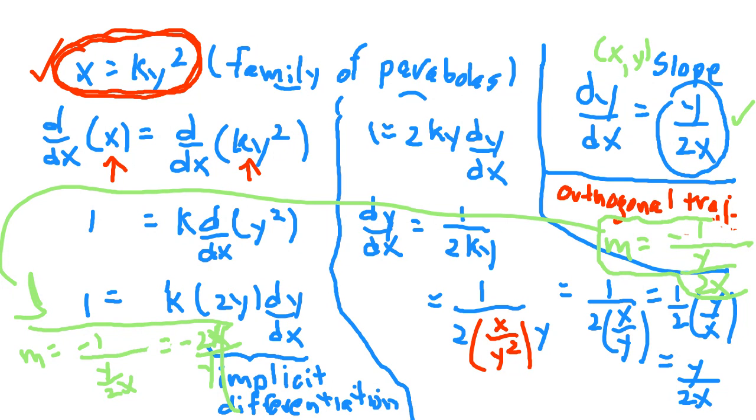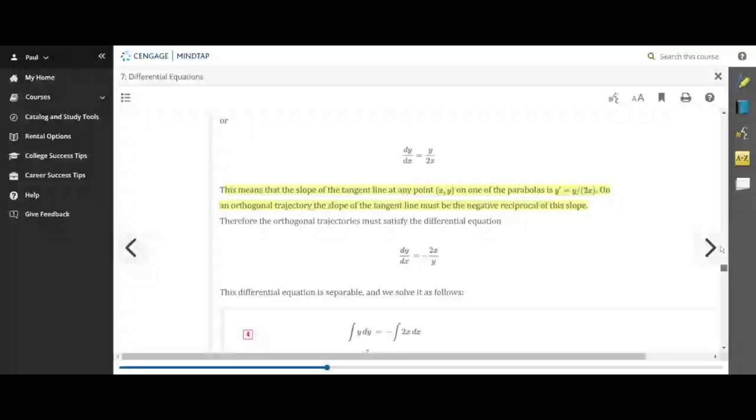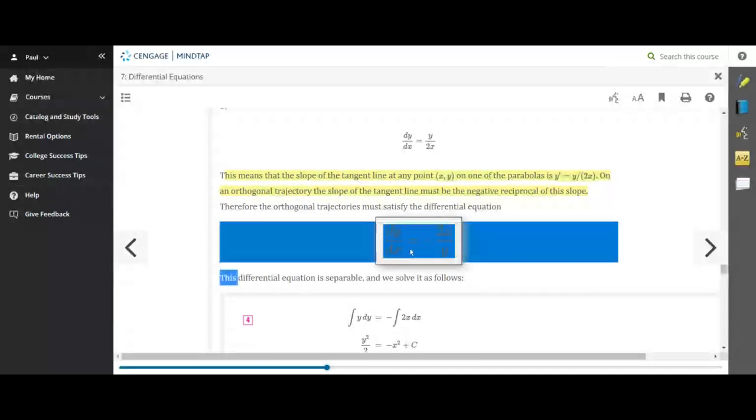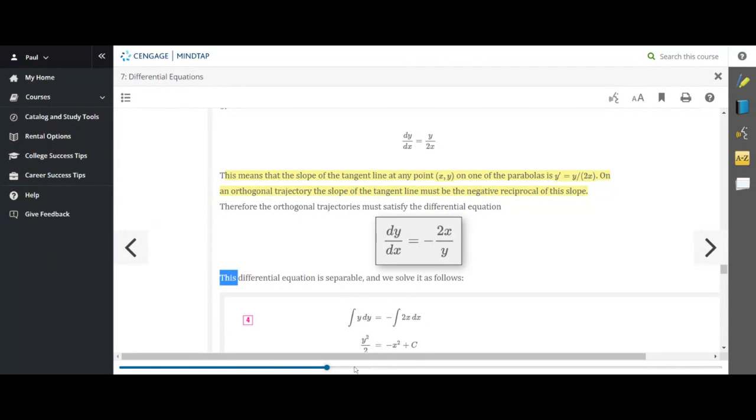So if we go back to the book, they're saying that since the slope of any tangent line on one of the parabolas is y divided by 2x, an orthogonal trajectory of the tangent line must be the negative reciprocal of this slope.